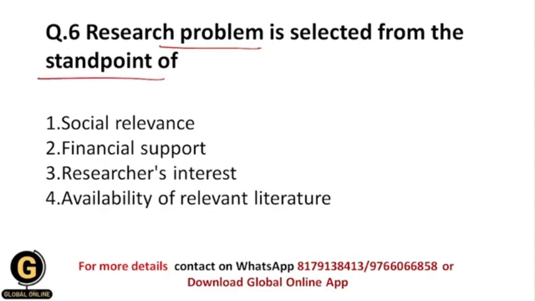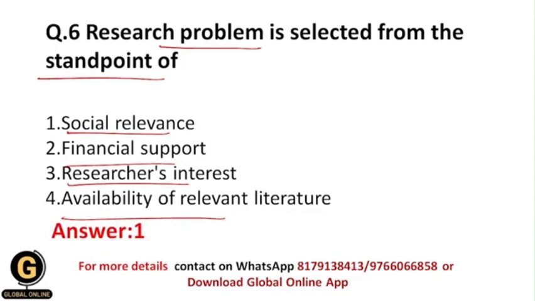Okay, research problem is selected from the standpoint of. So from whose standpoint should we select the research problem? So first is social relevance. Social relevance means whatever problems there are within the society. So through the standpoint of those problems in the society, we should select the research problem, or through the financial support, or through the researchers' interest, or availability of relevant literature. So students, the correct answer to this question should be 1, because we do the research, okay, because we need to solve the problems which are there in the society.